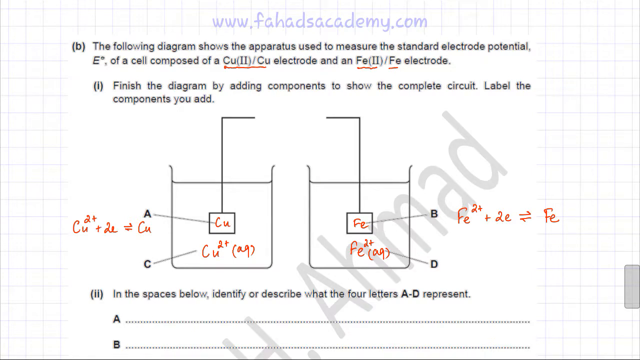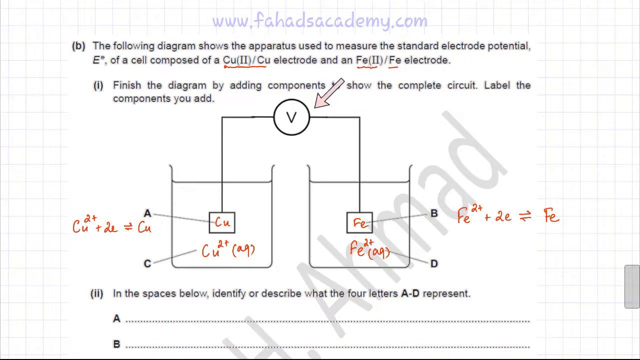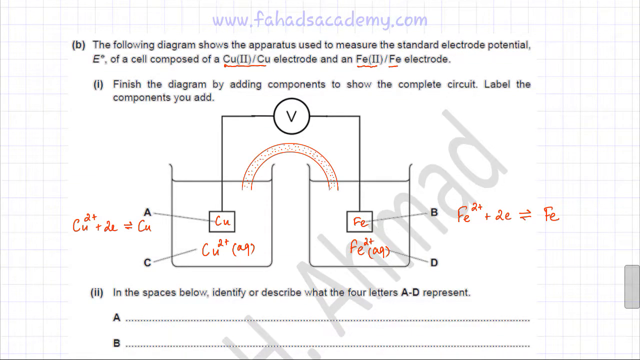And I need to put in all the other circuit components for this question. The first component that needs to be added would be over here. This would be a voltmeter that would measure the voltage of the electrochemical cell. So here is the voltmeter. This voltmeter would measure the potential difference between this iron 2 ions electrode and the copper 2 ions electrode. One other thing that would be present to complete the circuit is going to be a salt bridge. So I've drawn the salt bridge over here.